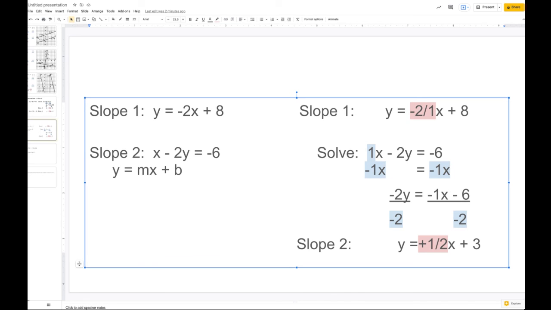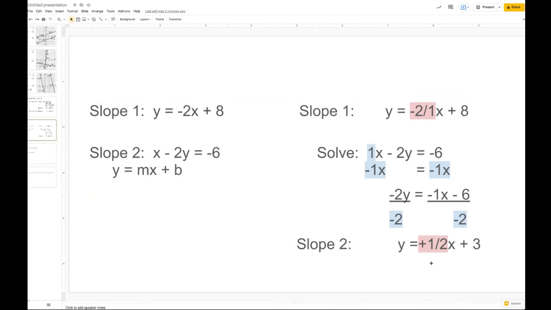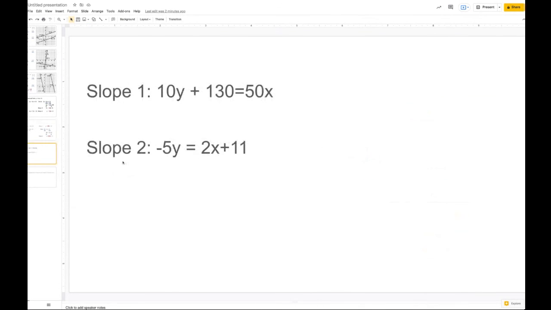So here the answer is perpendicular. That is the right answer. And here you can tell it's perpendicular because one is a negative and one's a positive. One here is 2 over 1 and the other one is a reciprocal of 1 over 2. So that is a sign of perpendicular. Okay. And we're going to go to our last one here.